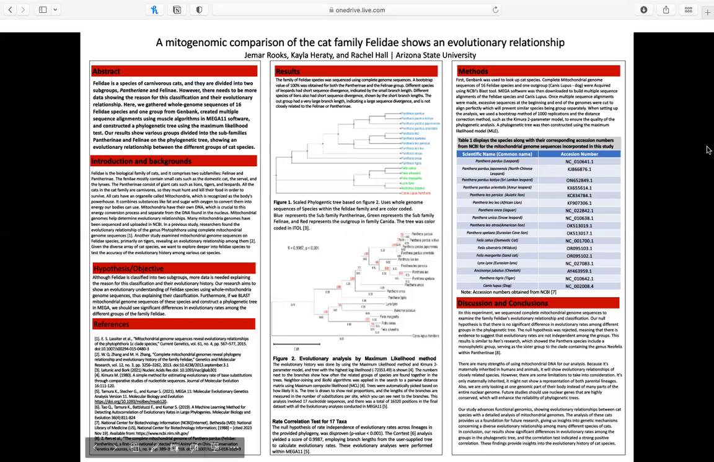Our study advances functional genomics, showing evolutionary relationships between cat species with a detailed analysis of mitochondrial genomes. The analysis of these cats provides us a foundation for future research, giving us insight into genetic mechanisms concerning the diverse evolutionary relationships between different cat species. In conclusion, our results show significant differences in evolutionary rates among the lineages in the phylogenetic tree, and the correlation analysis using branch lengths indicates a strong positive correlation. These findings provide insights into the evolutionary history of cat species. And that concludes our presentation.